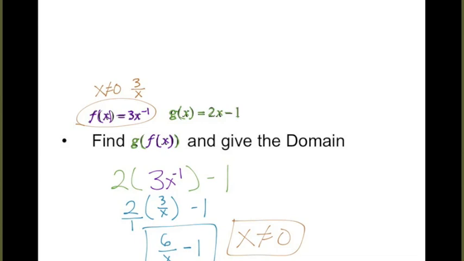So odd exponents or no exponents won't cause any problems in and of themselves. Odd exponents are no problems, and if there's not any exponents, that's no problems. The two problems would be an even root or the division.